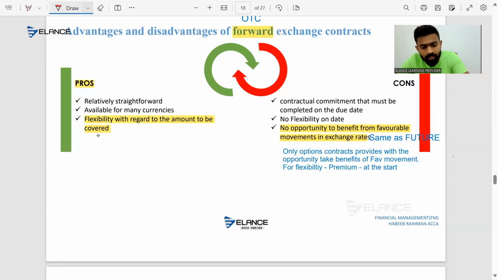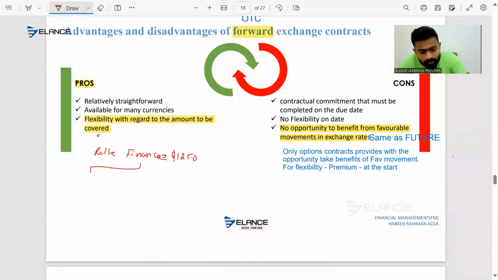Assume your company, your organization, needs to raise finance of $1,250. You need to raise finance of $1,250. Okay, listen carefully.